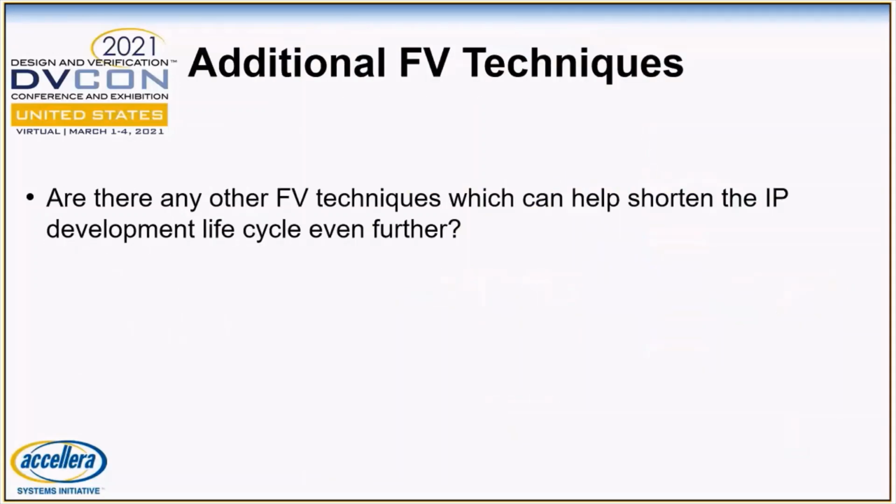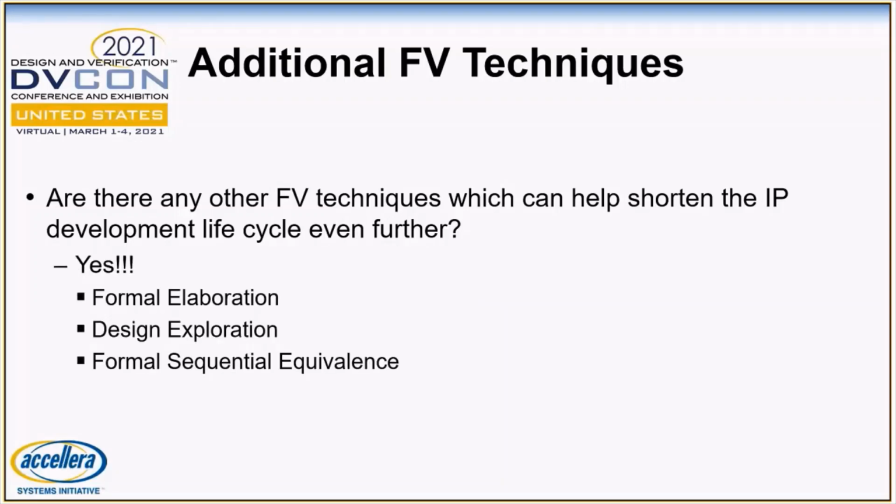So we started looking for an answer to the question, are there any other FPV techniques which can help shorten the IP development lifecycle even further? Well, we found the answer as yes. Formal elaboration, design exploration, and formal sequential equivalence are powerful FPV techniques which can efficiently reduce the development time. In the rest of the presentation, I will provide details about these techniques along with the results showing a clear impact of deploying these techniques.